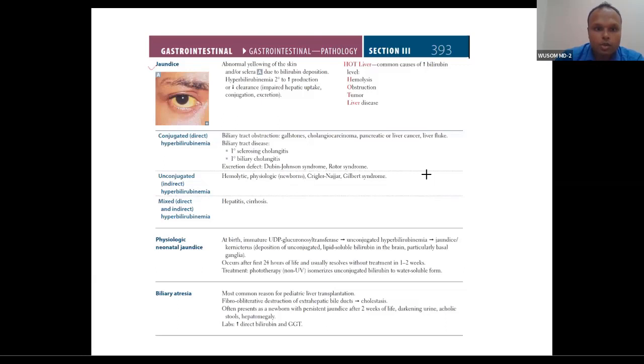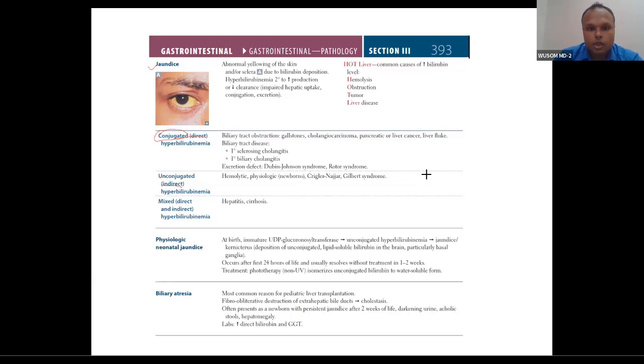You can see jaundice has been classified this way here. Conjugated bilirubin is very important diagnostically. When we do the bilirubin test, we find conjugated bilirubin, which is called direct bilirubin, and unconjugated bilirubin is called indirect bilirubin.